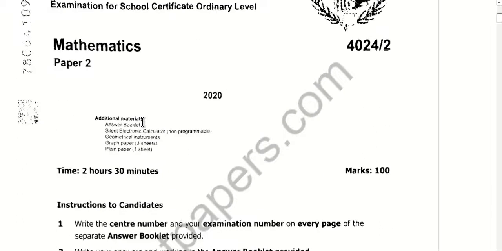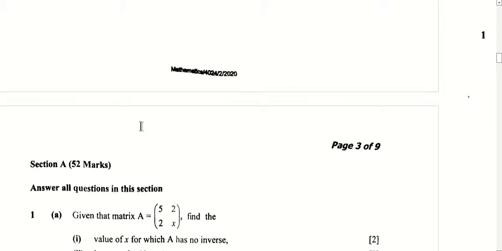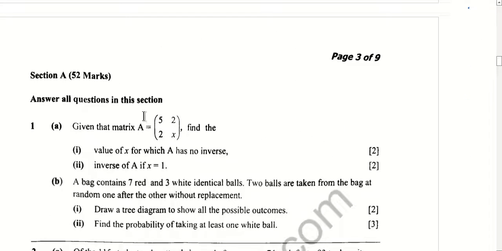Okay, it has got instructions. Page 2 has got formulas. And page 3, that's where things start happening. So for 2020, question 1 was as follows.